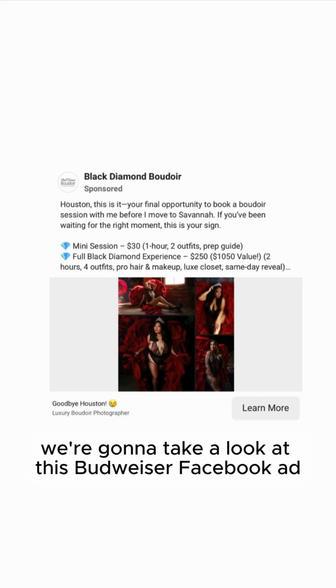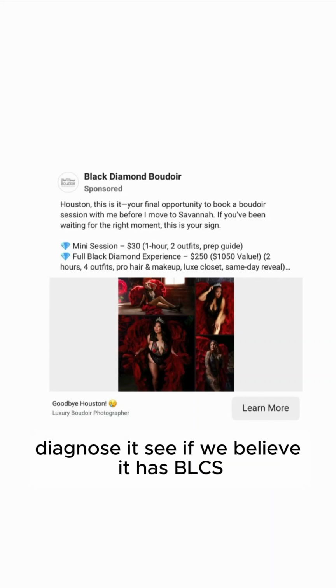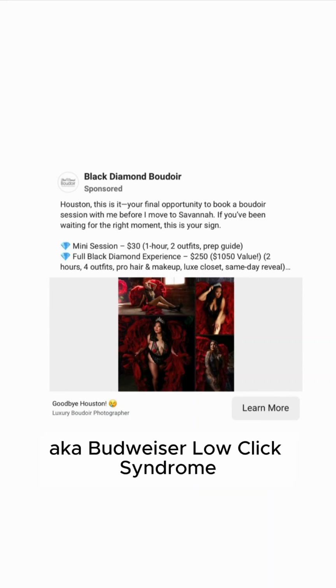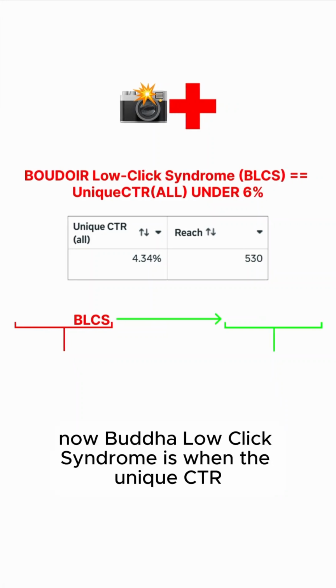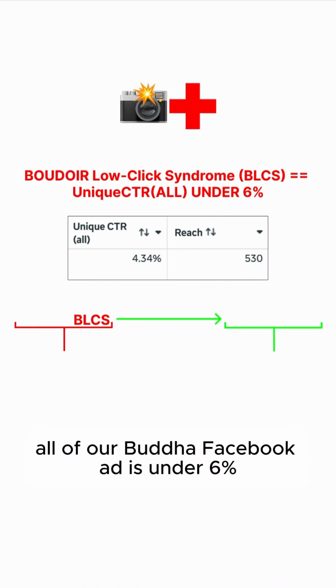All right, y'all, we're going to take a look at this boudoir Facebook ad, diagnose it, and see if we believe it has BLCS, aka boudoir low click syndrome. Now, boudoir low click syndrome is when the unique CTR all of our boudoir Facebook ad is under 6%.